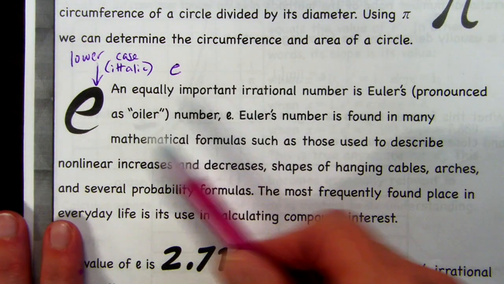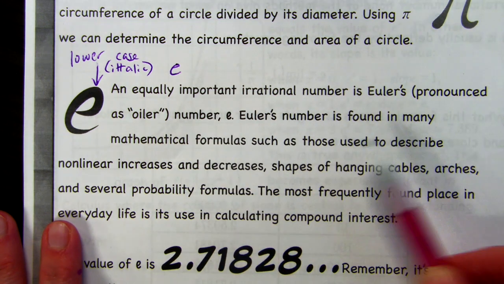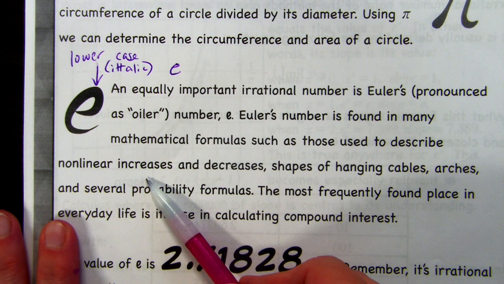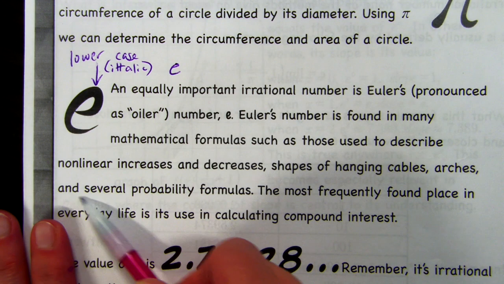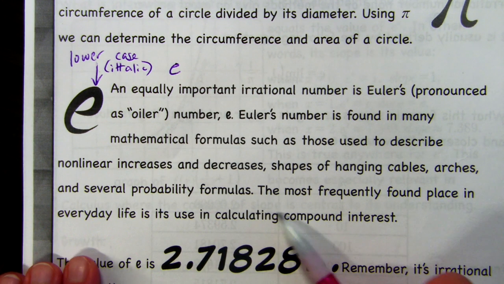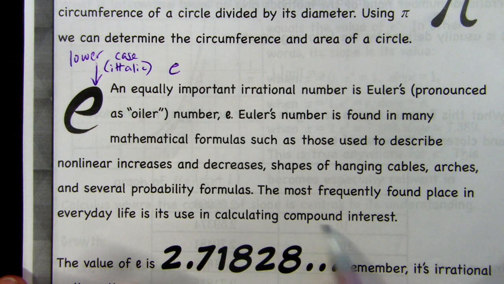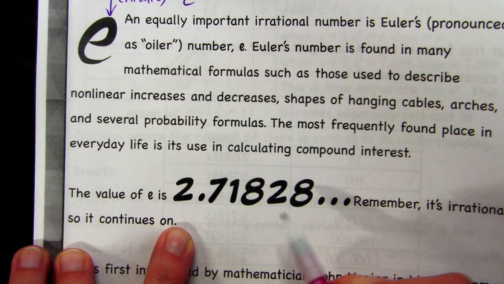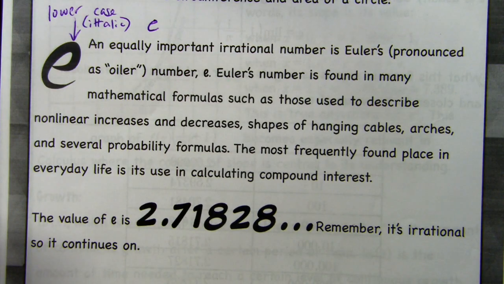An equally important number is known as Euler's number e. It's found in many mathematical formulas, such as those used to describe nonlinear increases and decreases, shapes of hanging cables, arches, and several probability formulas. The most frequently found place in everyday life is its use in calculating compound interest, which is where we're going to use it. The value of e is 2.71828 and so on. Remember, it's irrational, so it goes on.